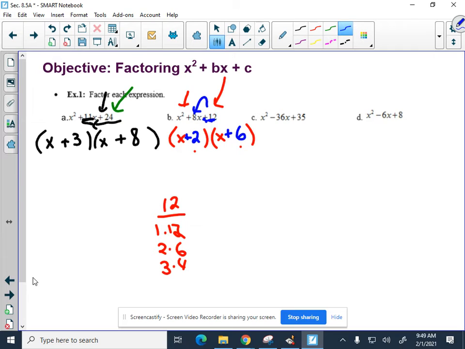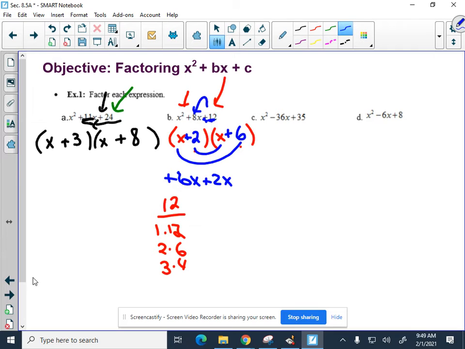Now, we could check. I always just call these two the middle loops. Those are the ones you've got to check, because see, x times x is x squared, 2 times 6 is 12. We have the first and last, but we're checking the middle ones. This would be 6x, positive 6, and positive 2x, and that indeed gets us 8. If we did it right, we don't even have to check, because we understand that already. All right, the next one.